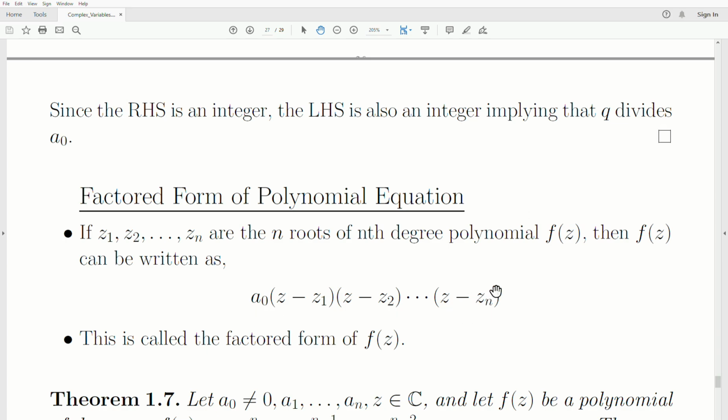And the way I see this, if we set f of z equal to 0, that means we set this to 0, and we have a product of numbers equaling 0. That says at least one of these factors must be 0, so we can solve for solutions, and it's easy to see that z1 or z2 through zn are the zeros. Anyway, this is called the factored form of a polynomial.